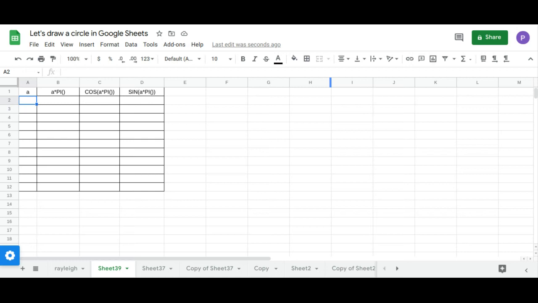Let's start a circle in Google Sheets. We begin with a value of a from 0 to 2. So that's 0 up to 2.